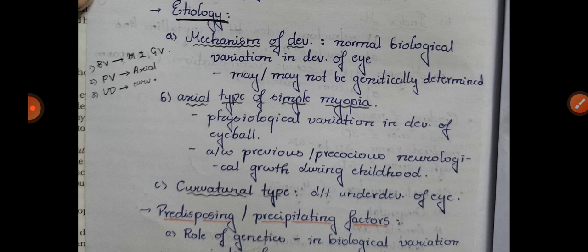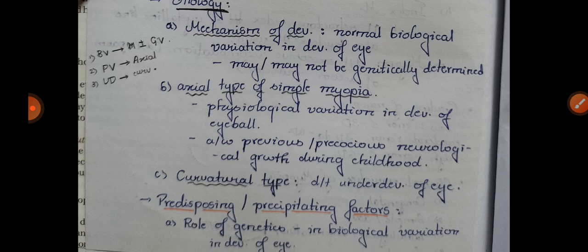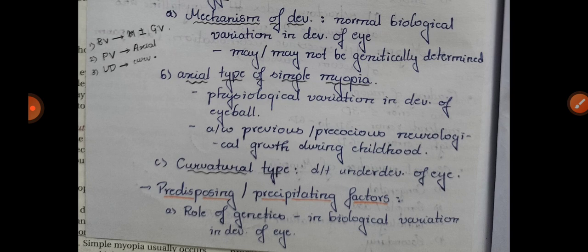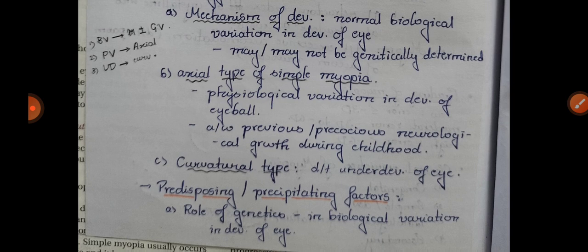Physiological variations in the development of the eyeball: the size of the eyeball has increased. That's why the image is formed in front of the retina. It is associated with precocious neurological growth during childhood. Curvature type is due to underdevelopment of the eye, and precipitating factors are the role of genetics and biological variations in the development of the eye.